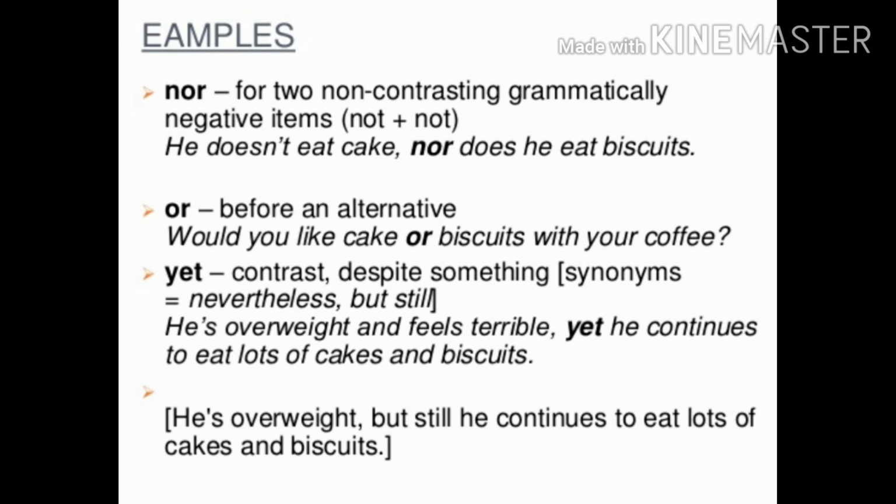Next is yet. Yet is also used in contrast sentences. Contrast means opposite sentences. For example, he is overweight and feels terrible, yet he continues to eat lots of cakes and biscuits. There are two opposite sentences. He is overweight. In spite of that, he eats cakes and biscuits. We can also use but and still in place of yet.